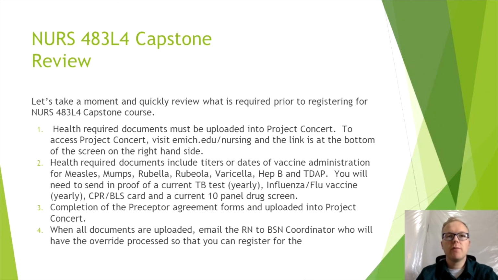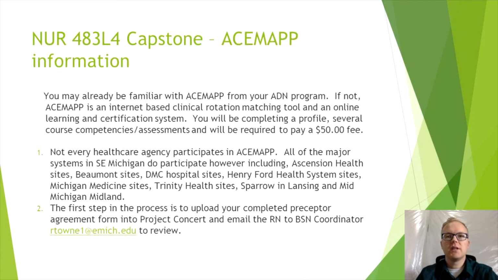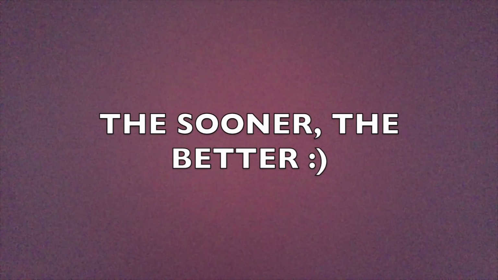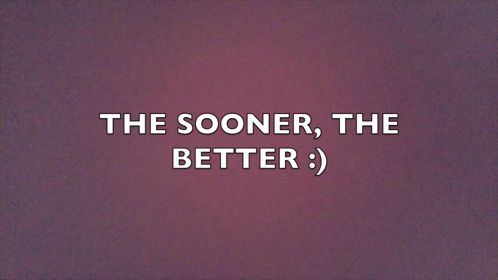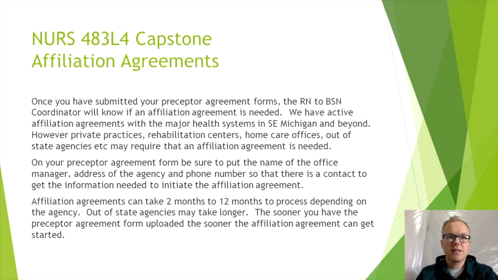Additionally, preceptor agreement forms and health required documents should be submitted 4 to 6 months prior to taking Nursing 483L4. The affiliation agreements can take 2 months to 12 months to process, depending on the agency. Out-of-state agencies may take longer. The sooner you have the preceptor agreement form uploaded, the sooner the affiliation agreement can get started. The sooner, the better.